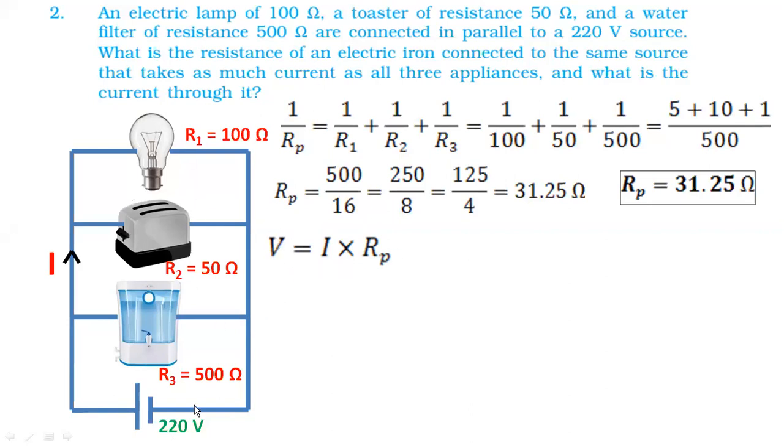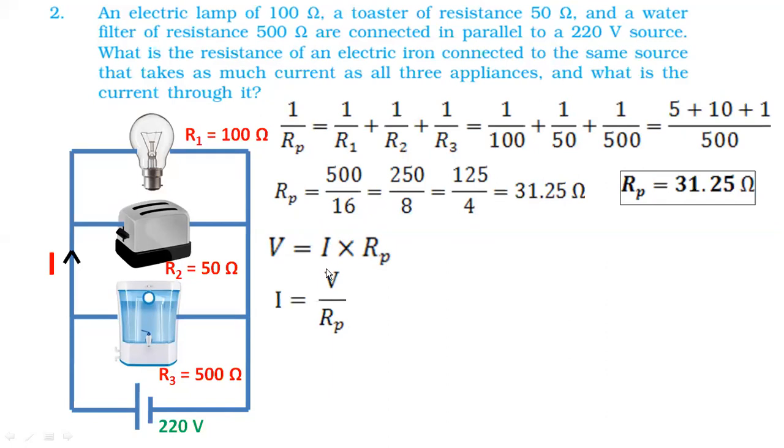Then substitute the values here. What is the value of V? 220. The I value we want to calculate. What about Rp? The Rp value is given as 31.25, but you can take it as 125 by 4 also, for calculation purposes. So I will put that. So what is the value of I? V by Rp. Rp will go into division.